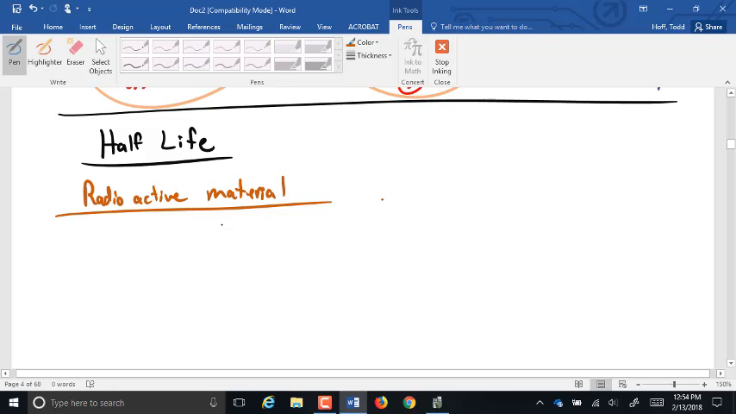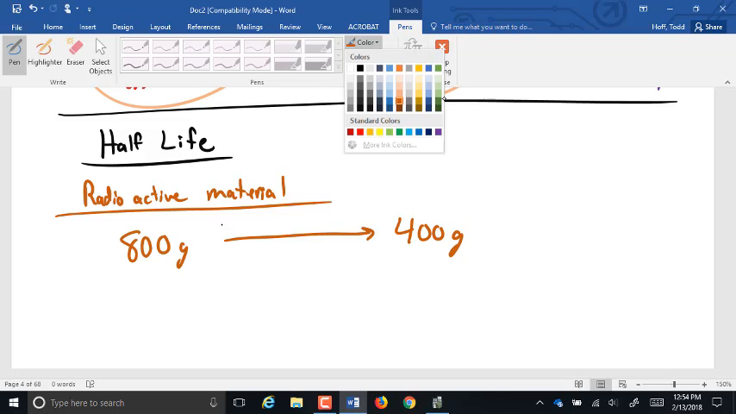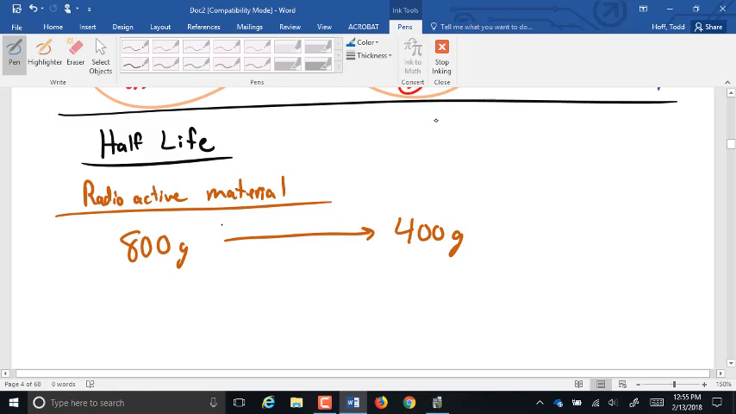Radioactive material, the half-life is literally the length of time it takes for half of it to decay and disappear. So if you had 800 grams of material to start out with, the half-life is the time it would take for it to deteriorate to 400 grams. So let's say this material has a half-life of 48 days.